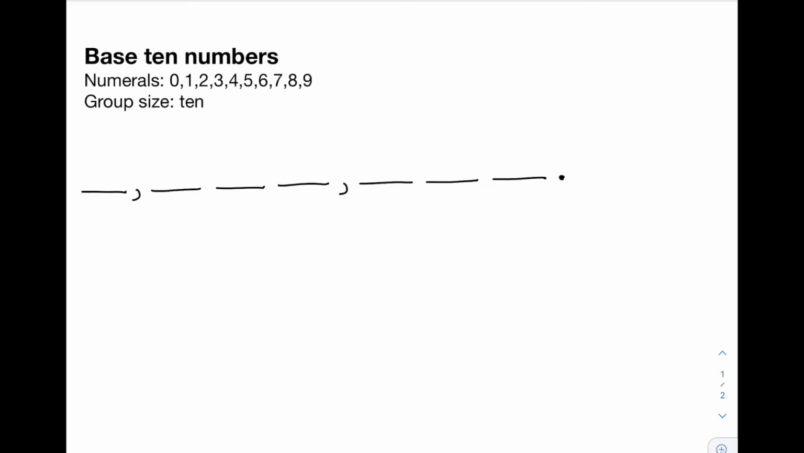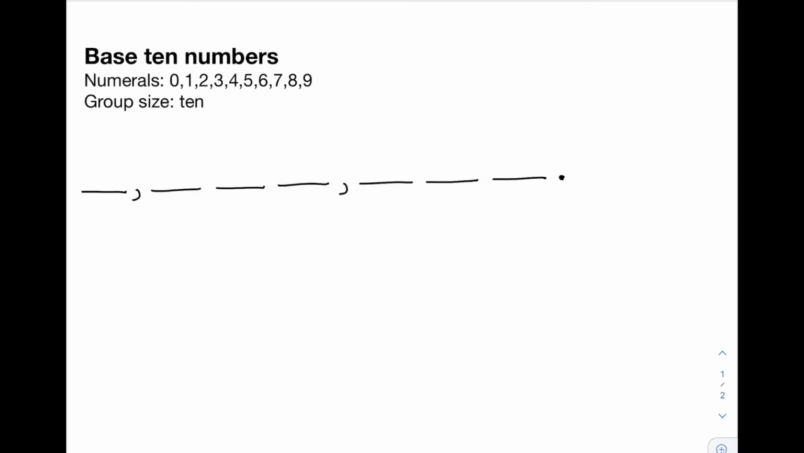In this video, we're going to talk about understanding and representing base 10 numbers. In our base 10 number system, we assign a place value to the numerals 0 through 9 based on their location relative to a decimal point. We sometimes call our base 10 number system a decimal number system.